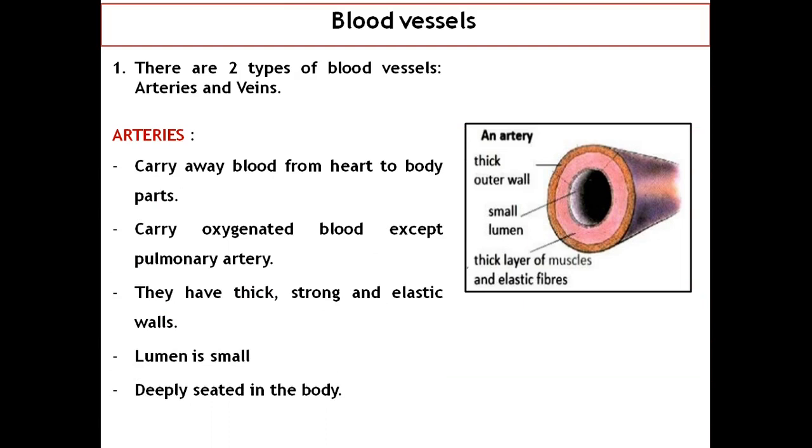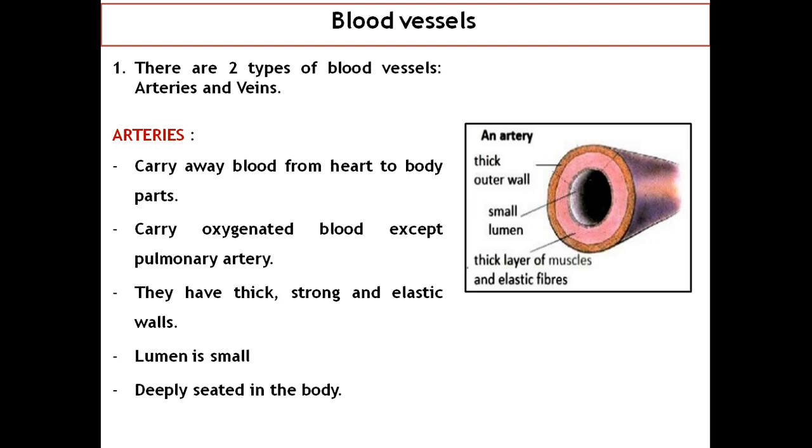There are two types of blood vessels called arteries and veins. Let us study about arteries. These are the blood vessels which carry blood away from the heart to the body parts. Except the pulmonary artery, all other arteries carry pure blood, that is oxygen-rich or oxygenated blood. Only the pulmonary artery carries deoxygenated blood from the heart to the lungs. Already we studied this.